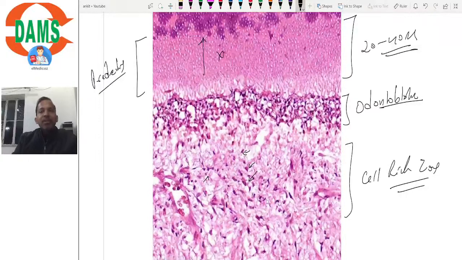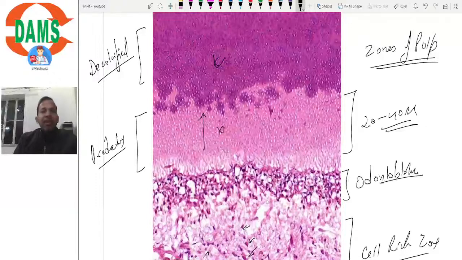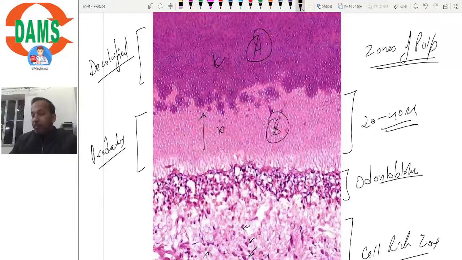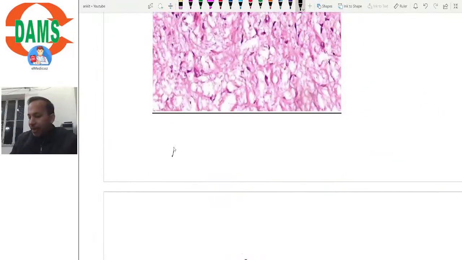So sometimes such diagrams may be asked, and one of these tissues may be marked, and they might ask you, what is this? So let's say if this is A, identify A. A is nothing but decalcified dentin. What is B? B is pre-dentin. It is uncalcified dentin. So there is a difference between decalcified and uncalcified dentin. It was never calcified. So pre-dentin, how is it?